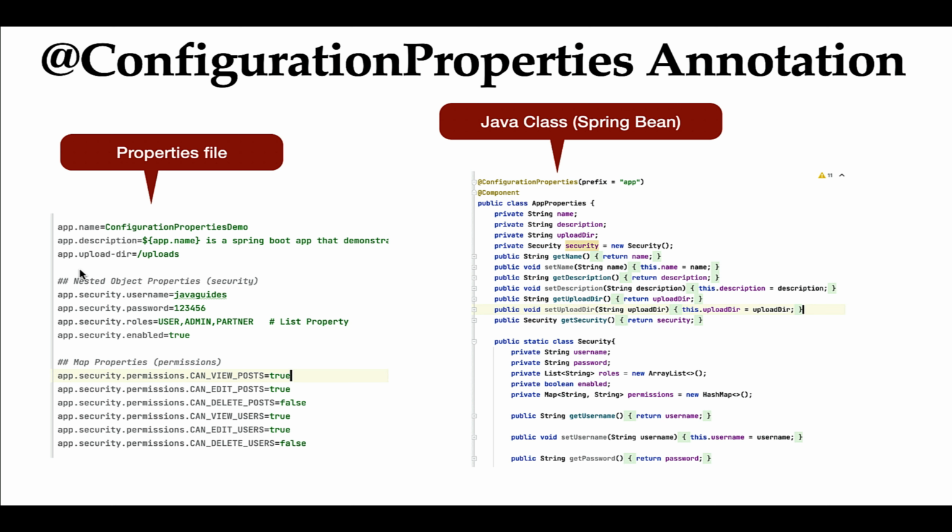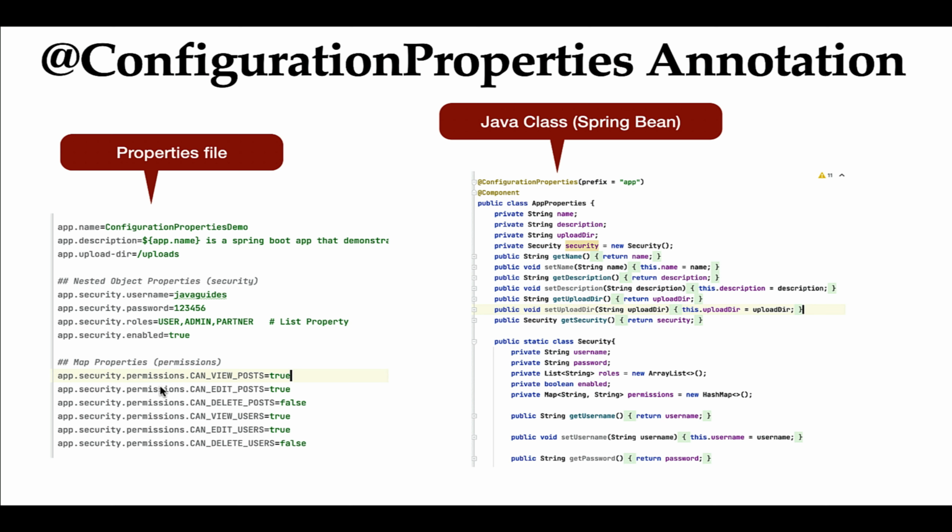Next, we can bind nested object properties. For example, here app.security.name, app.security.password, app.security.roles, app.security.enabled. In order to bind these nested object properties, we can create a separate class. For example, look at the Security class, and within the Security class we have defined all these properties: username, password, roles and enabled. So this is how we can use the @ConfigurationProperties annotation to bind nested object properties in a Java class.